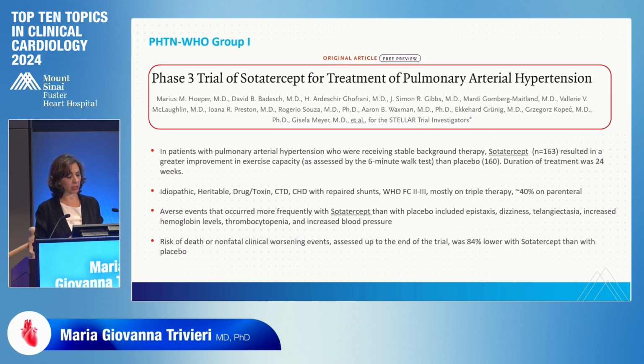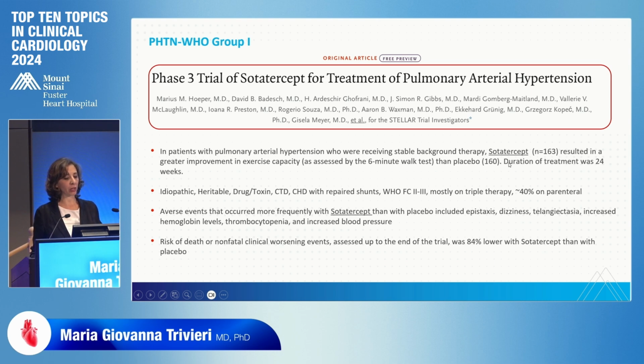This is instead, in the group 1 population, the study that was just published in 2023 on sotatercept, which is the new disease-modifying agent to treat patients with pulmonary arterial hypertension. And this phase 3 trial was a follow-up on the prior study, which was a phase 2. So this is the study.